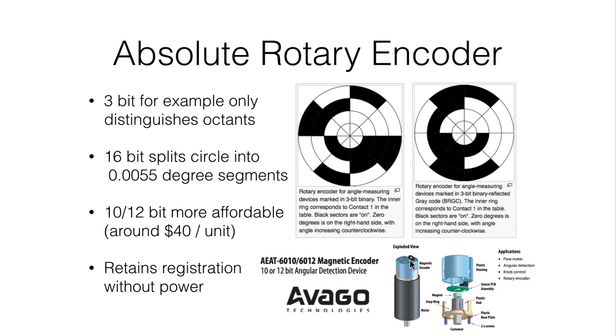And this little exploded view down here shows an example of an actual either 10 or 12 bit angular encoder that is magnetically based. So it's getting information out of magnetic variations as you rotate the encoder. So that'll give you an absolute size. $40 a unit, that's a little bit more expensive than our potentiometer. However, it has the advantage that because it's magnetic, it's virtually unlimited in terms of cycle time.